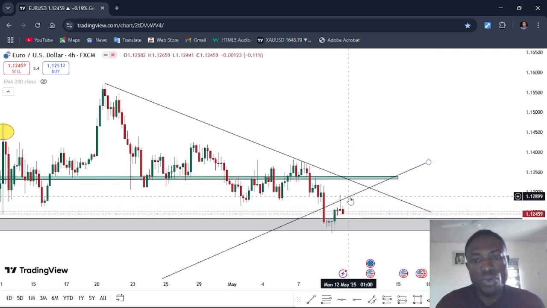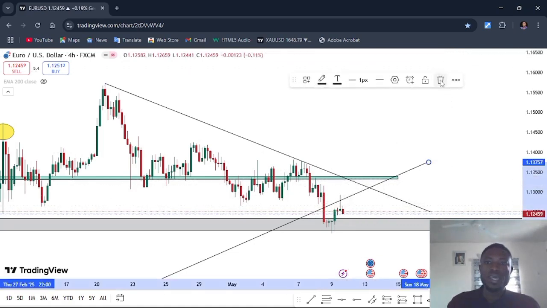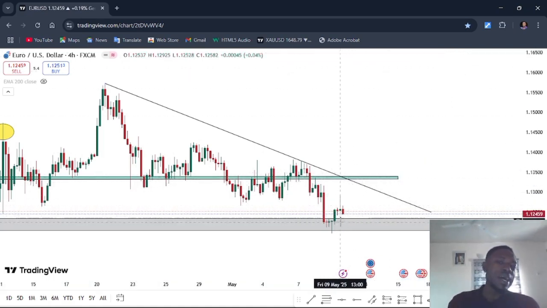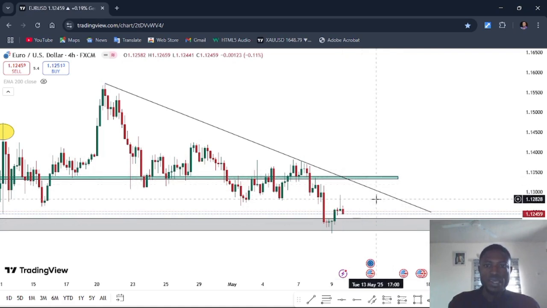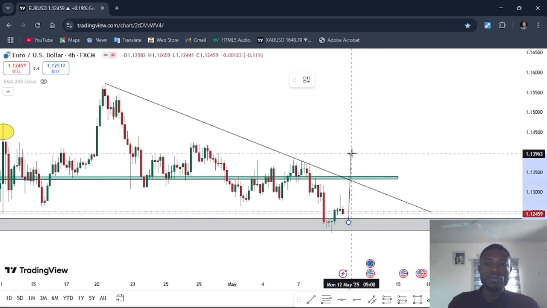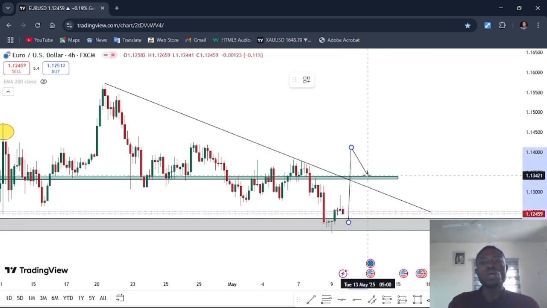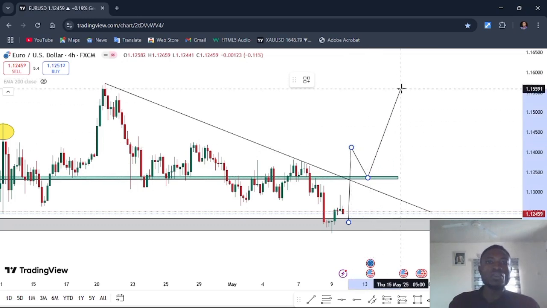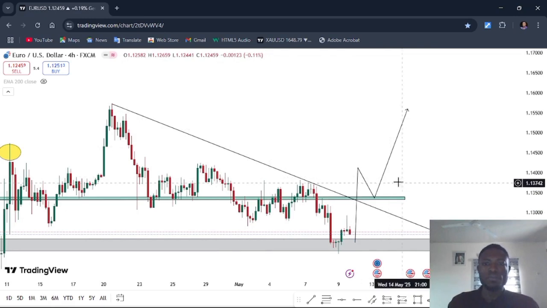Now, will I be bullish or will I be bearish? I will only go in for a buy on Euro USD if price breaks above this zone. If I see a clear break above this zone, I will go down to a 1-hour time frame and look for a possible retracement back into this zone before taking a buy at that particular high right there.